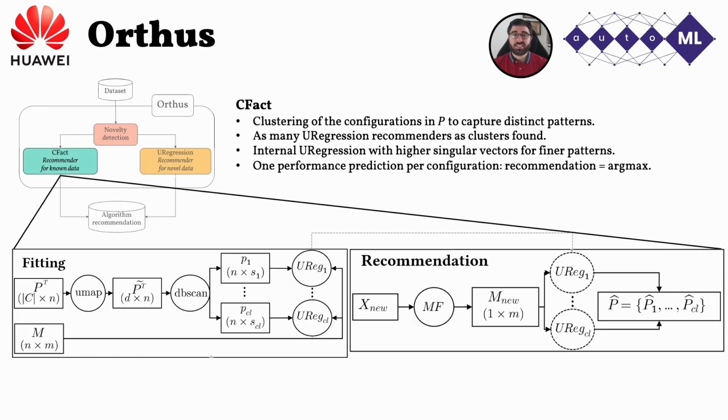If our new dataset is similar to existing ones, we can exploit this similarity to create a better recommender. We do so by first clustering different algorithmic configurations in the performance matrix and separating them based on their performance profile across datasets. Then we build as many uregression recommenders as clusters we have found, with a higher value of singular vectors for their internal SVD. This process of clustering allows us to reconstruct the performance estimation with a higher accuracy.